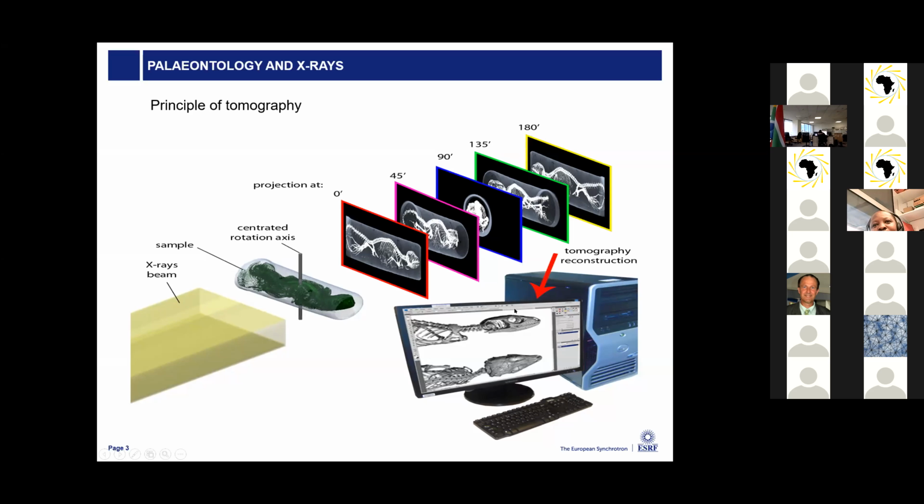The radiographs are then reconstructed using several algorithms, such as the filtered back projection, and iterative techniques are also available, to produce a three-dimensional image, which allows you to look inside and view the anatomy of a fossil without destroying it. So you can now do this virtually on your computer.